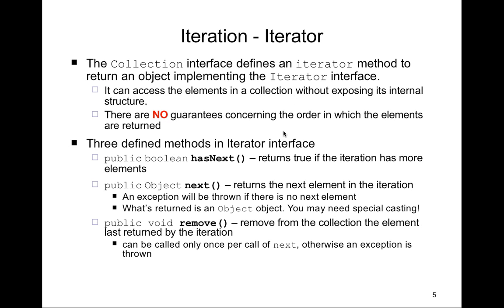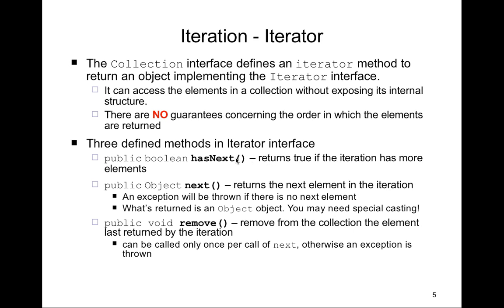There are no guarantees concerning the order in which the elements are returned in a collection, unless you're looking at an ordered list of some sort that you've created. So then we have 3 defined methods for the iterator interface. These are the methods that you'll be using if you create an iterator object, or if you use the iterator method off of one of the lists or queues or stacks. We can run hasNext, next, remove, basically going from next item to next item in some sort of order. Or maybe it's not even in an order. We just take one item out, take another item out, whichever one happens to be there.